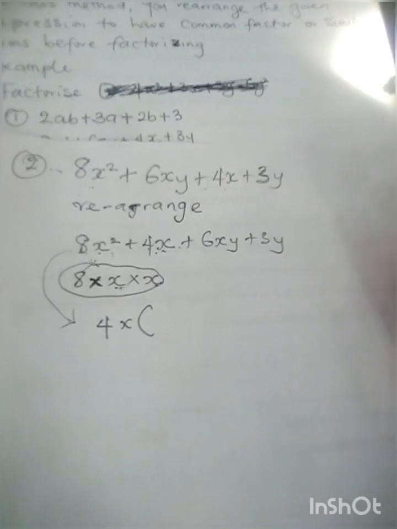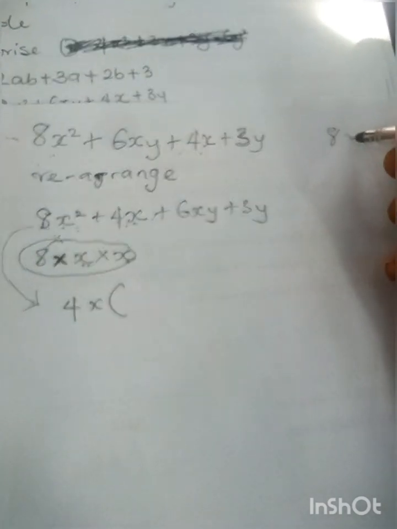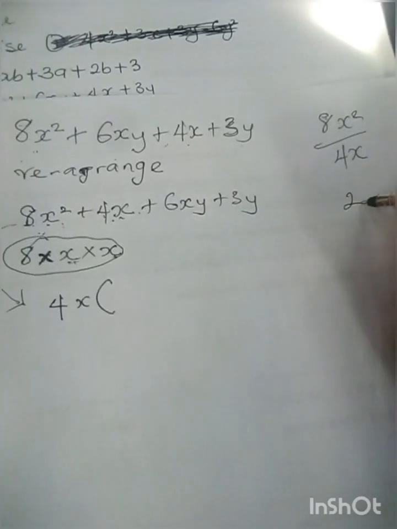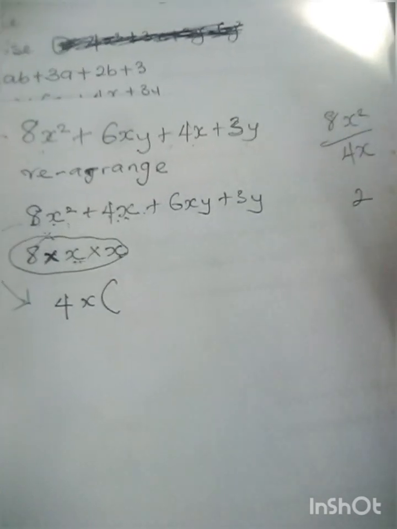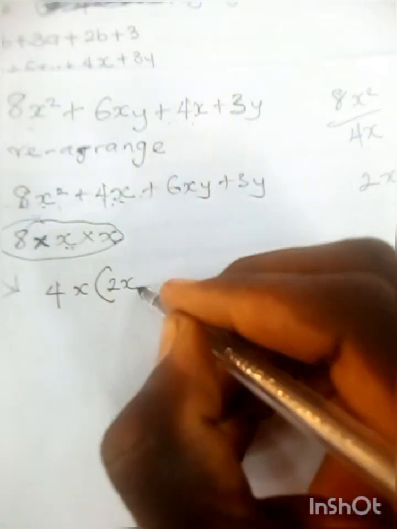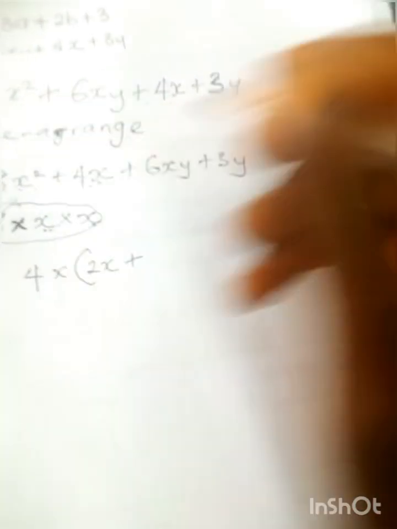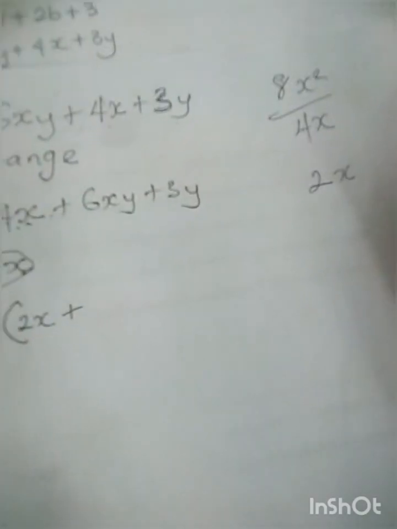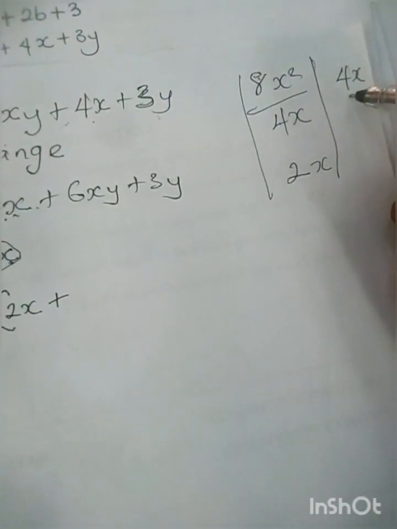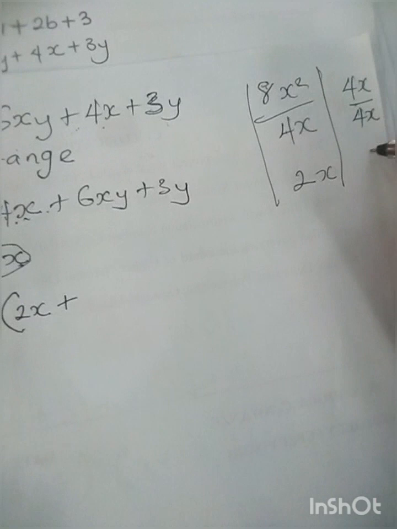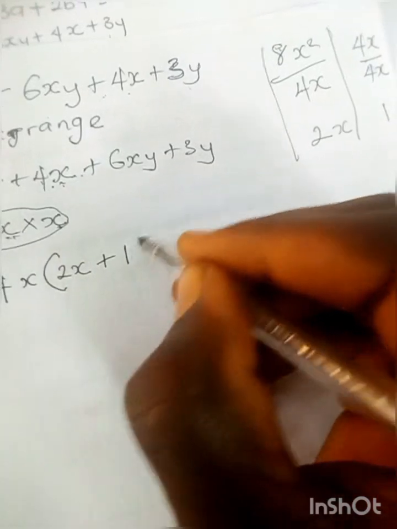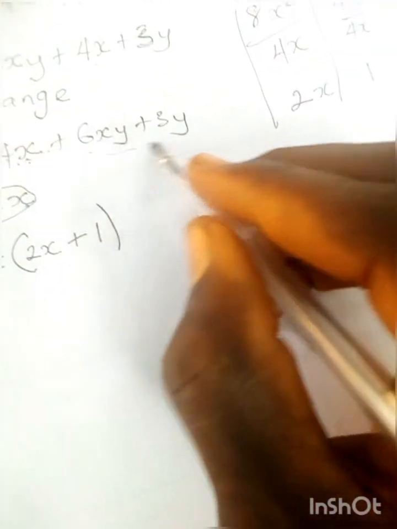So here, let's divide something. 8x squared over 4x, what will it give you? 4 into 8 will give you 2. Now x over x will give you x. So 8x squared by 4x will just give you 2x. You get that? Plus 4x. Let's go back again. 4x over 4x will give you what? 1. So close that.